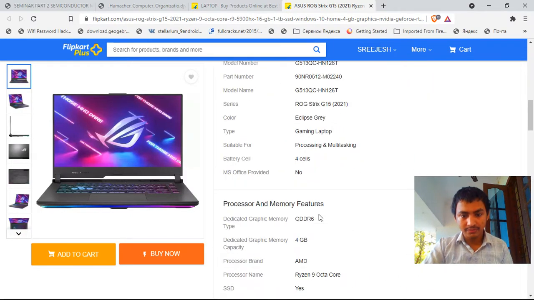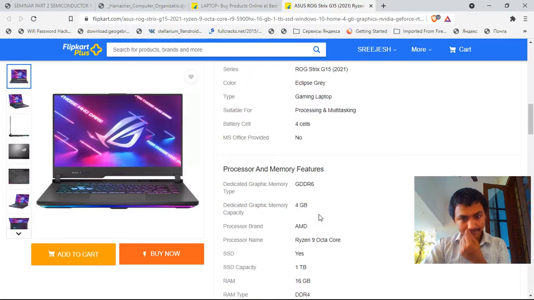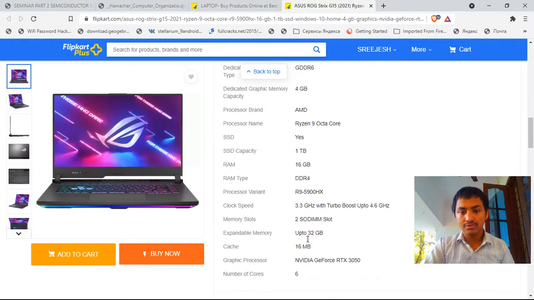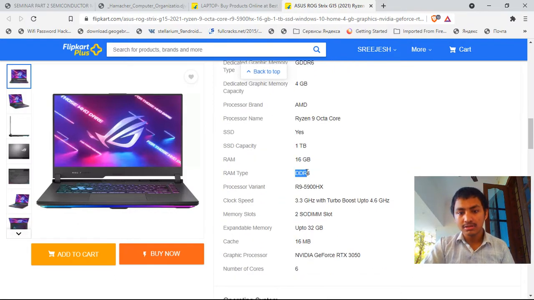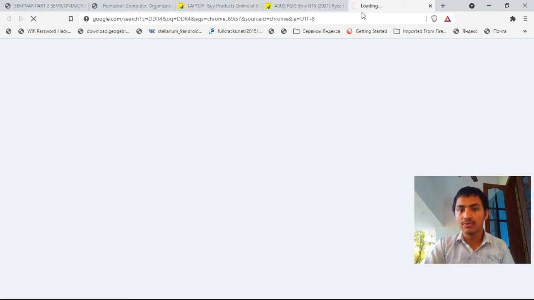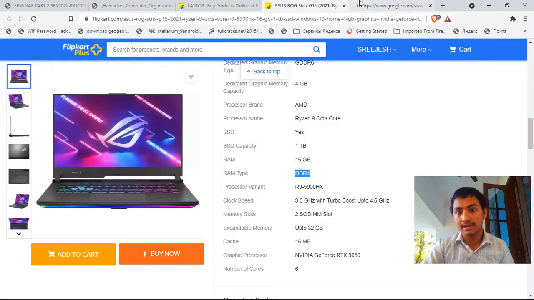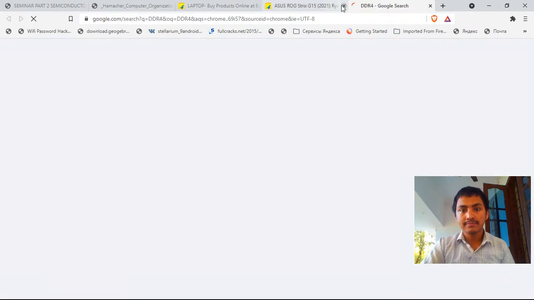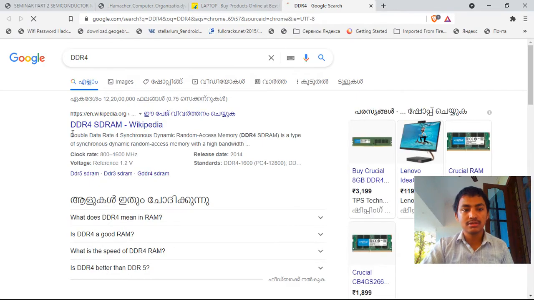Okay, so this is DDR. DDR means double data rate. DDR4, if we Google this, we can find it is double data rate synchronous dynamic random access memory. So we got DDR4 SDRAM.